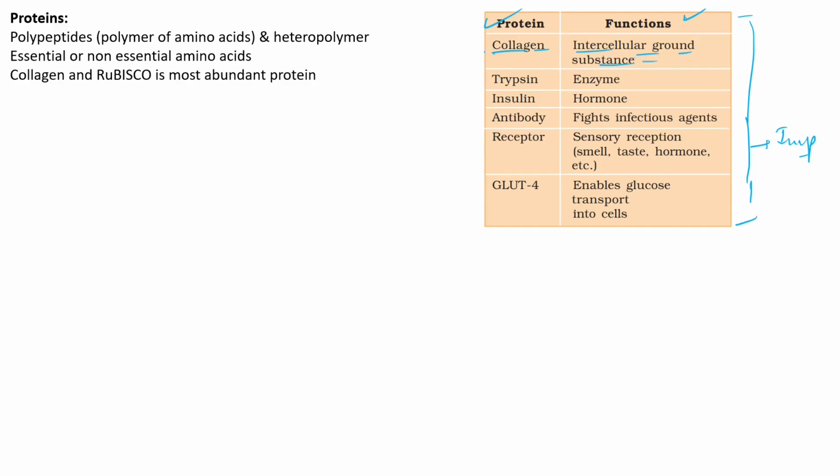You will hear about collagen a lot in the animal tissue called areolar tissue. So you will mainly hear about it in the case of areolar tissue, right? In the structural organization of animals, we will study about it.